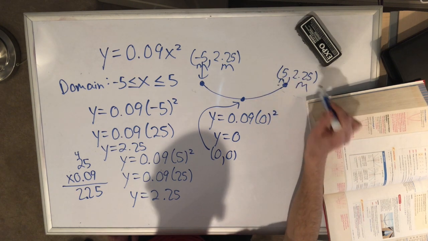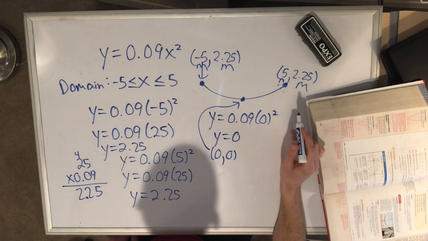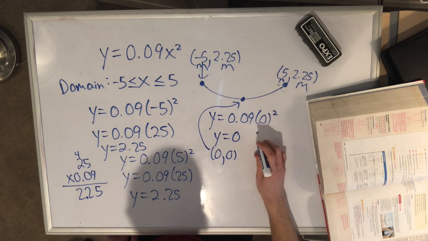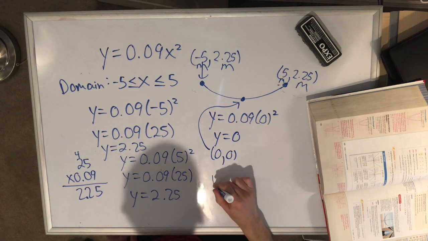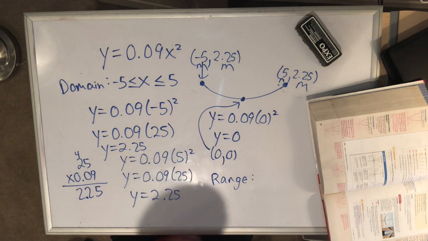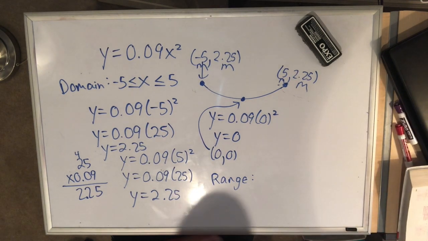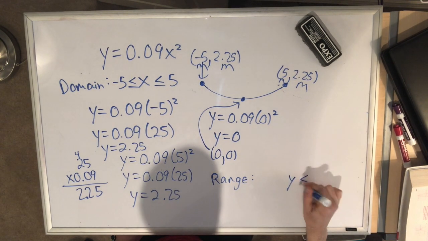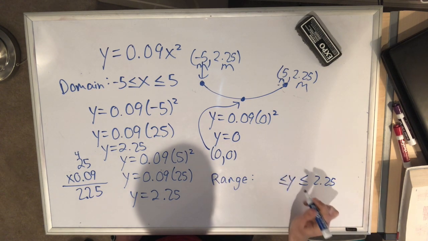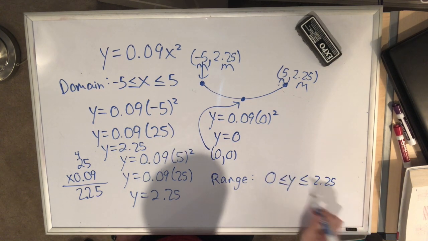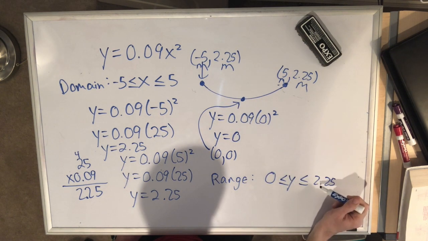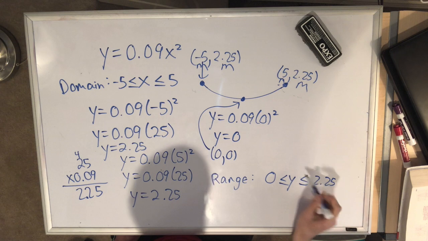So the range is all the possible y values. The range is y is less than or equal to 2.25 meters and greater than or equal to 0. So the height of the reflective surface ranges between 0 and 2.25 meters.